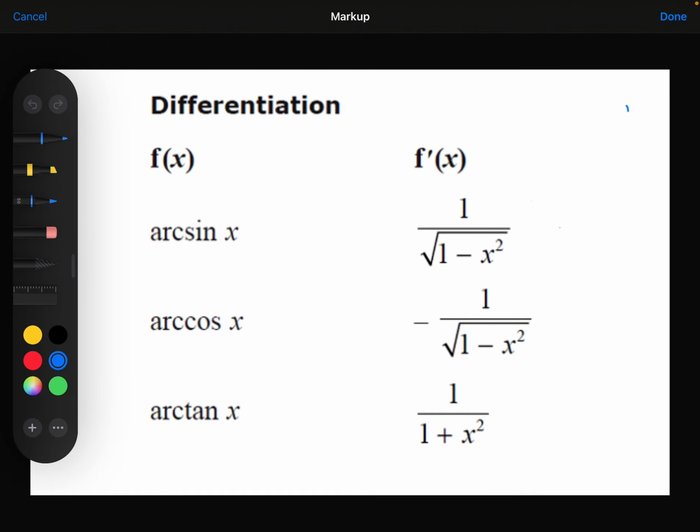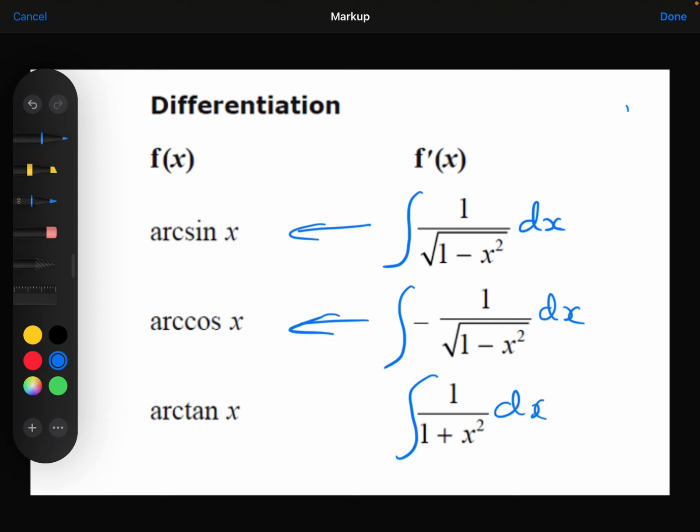But we know that whenever we learn something about differentiation, we also learn something about integration, because we know that the reverse process, if I integrate 1 over the square root of 1 minus x squared, is going to give me arc sine. If I integrate minus 1 over the square root of 1 minus x squared, it's going to give me arc cos. If I integrate 1 over 1 plus x squared, it's going to give me arc tan. So we actually know some integration results of some quite awkward functions.